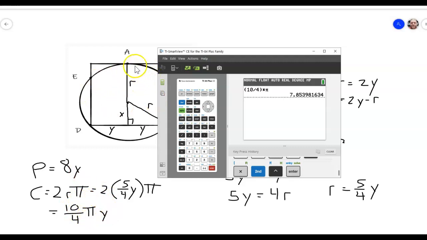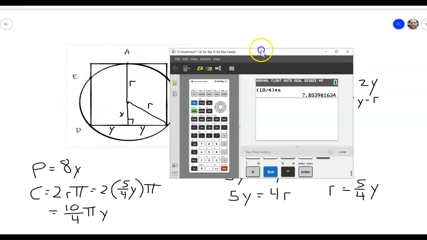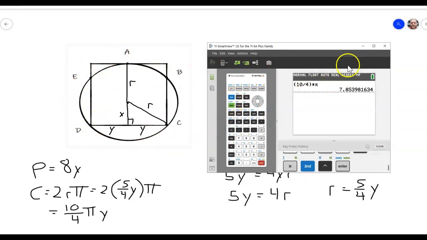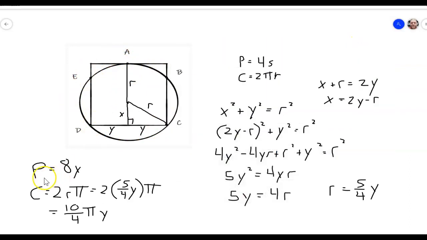And that tells us that the perimeter of the square is going to be longer than the circumference of the circle. So I hope that was at least a little bit interesting.